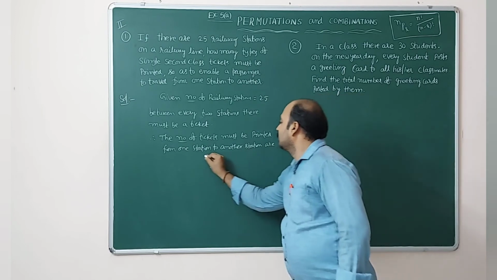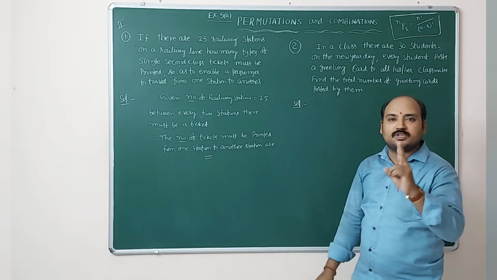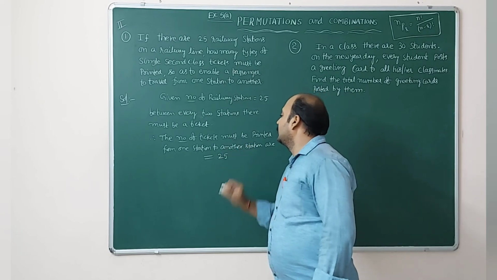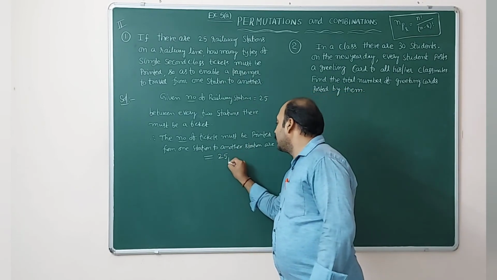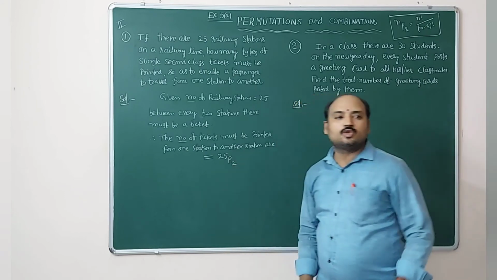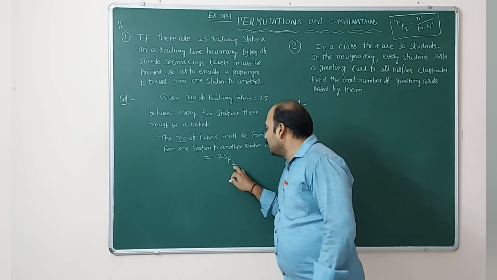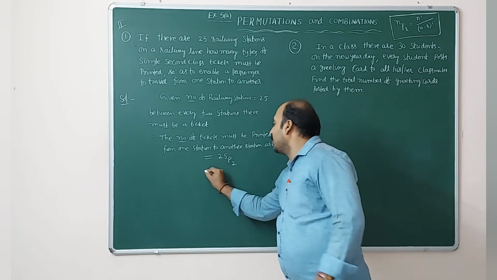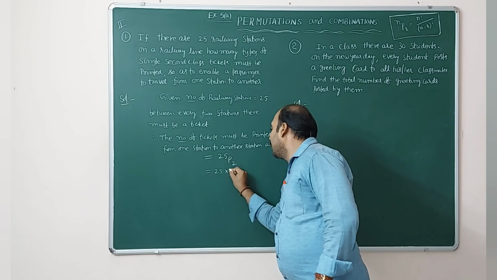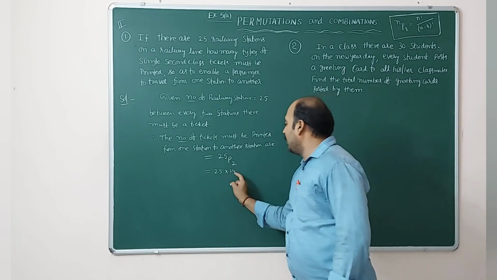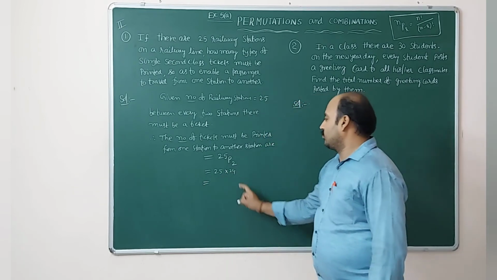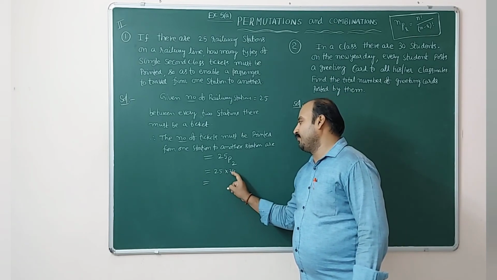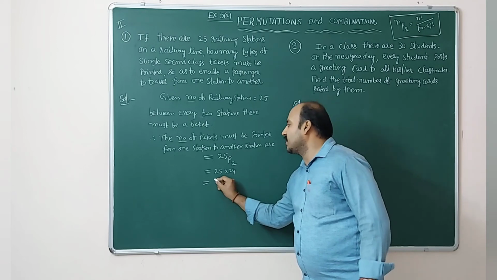One station to another station means two stations are there. So out of 25 stations, you can arrange two stations: 25 P2. What does 25 P2 mean? Here 2 is there, so starting from 25, decreasing order, 2 terms. So 25 into 25 minus 1, that is 25 into 24. So 4 fives are 20, so 600 will come.